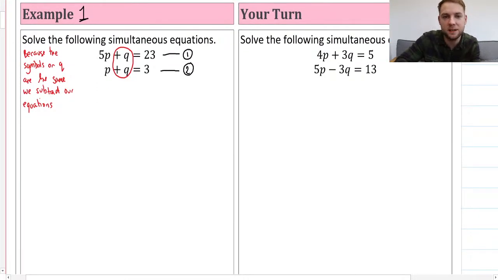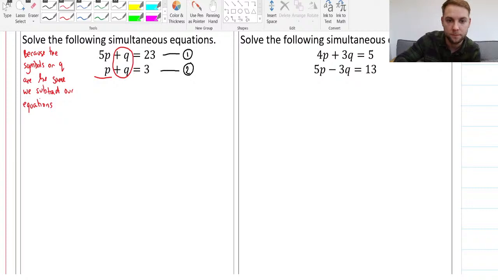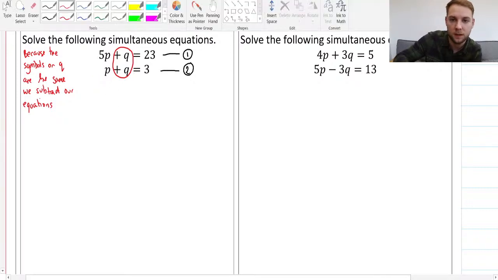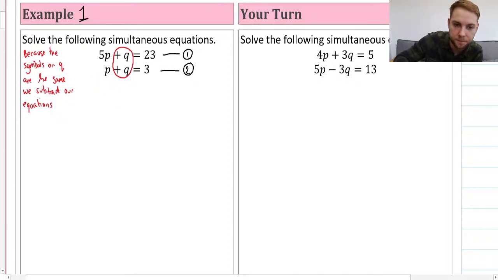Now you're going to see the reason why we subtract, and this is what's called elimination. What we're doing is we're eliminating one of our terms. Okay, so if I just underline this here, there, like so, and then I'm going to subtract my equations here, like so. I'm going to subtract my equations.